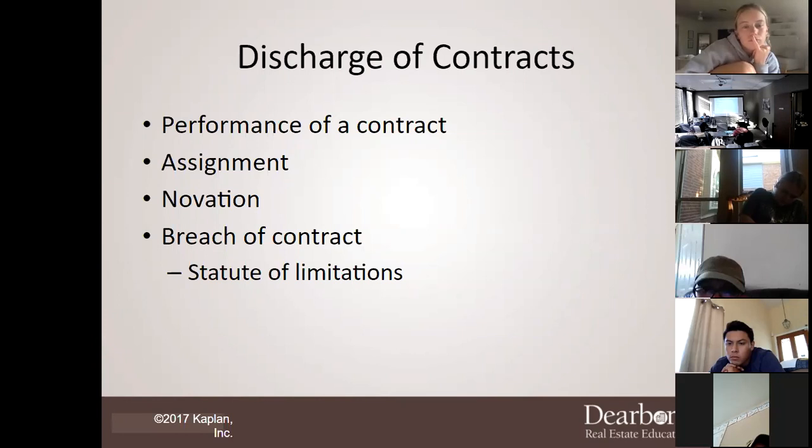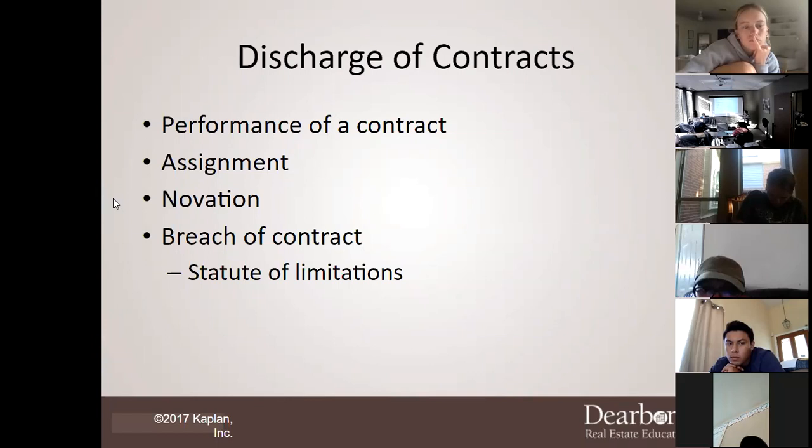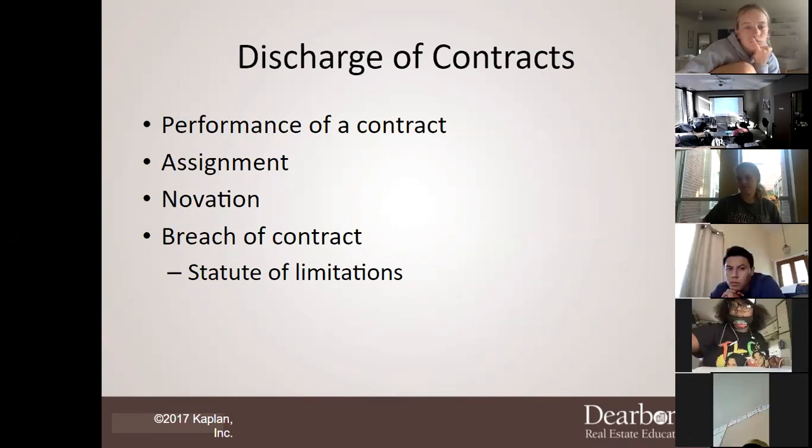Yeah. And then what's that, novation? Novation is just where there's no longer a contract to do it. Like if the house were to burn down or something like that, you can't purchase a burned down property, so that would terminate the contract.